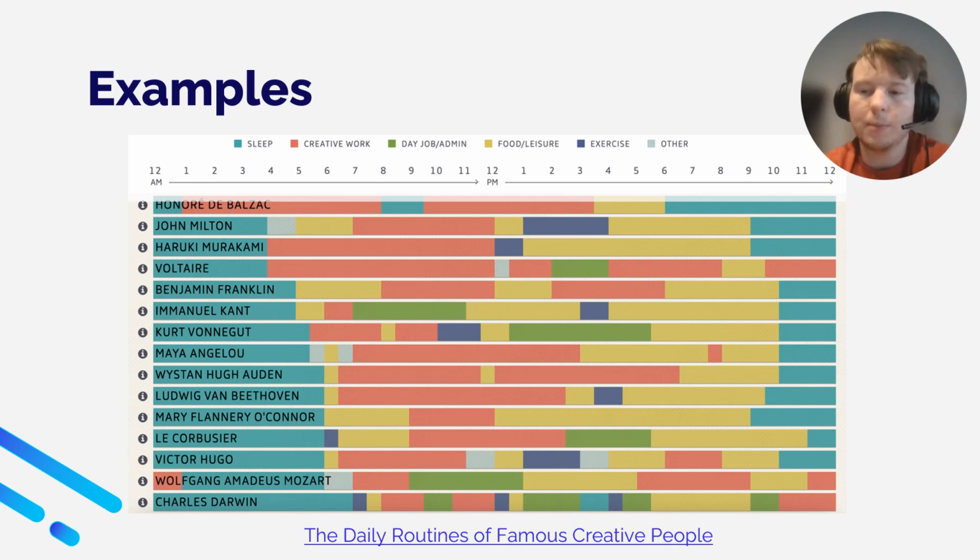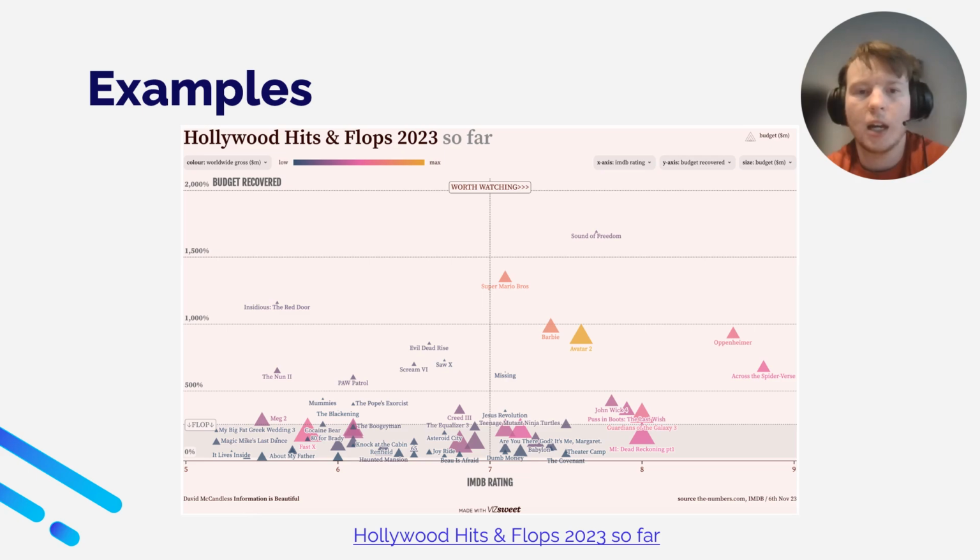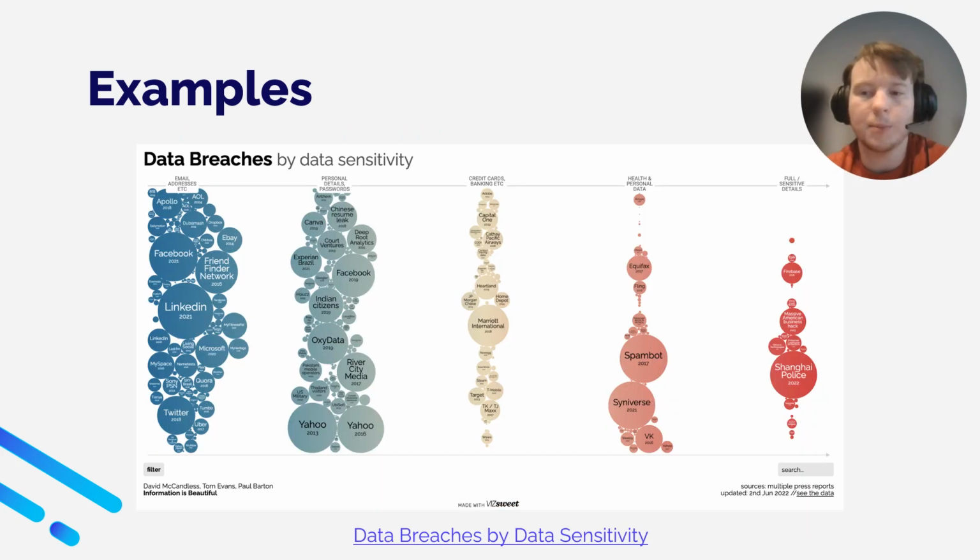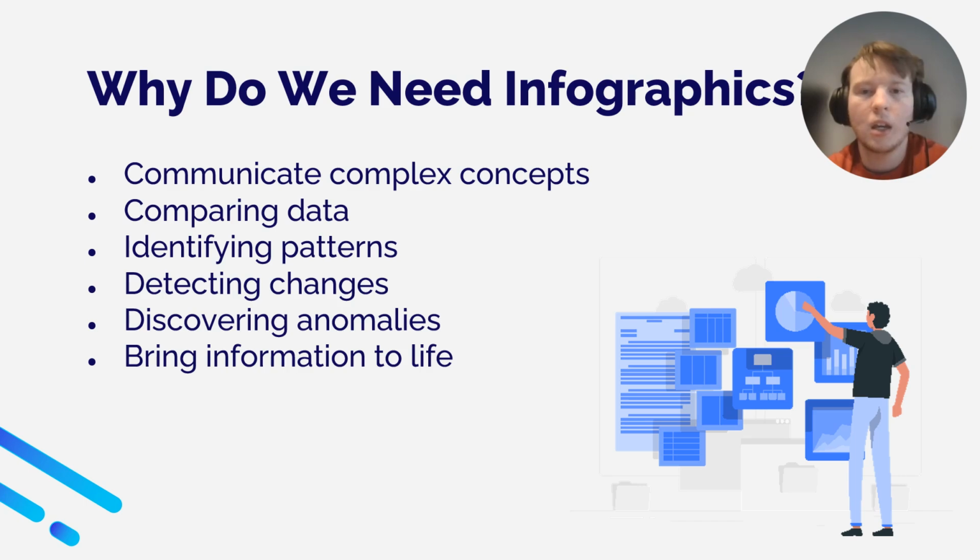So some more examples. We've got here the daily routines of famous creative people, Hollywood hits and flops of 2023, and data breaches by data sensitivity. We highly recommend having students go through one or more of these examples, trying to think about what's effective about them and how they make this information presented clearly to their audience. So a lot of different reasons why infographics can be helpful.